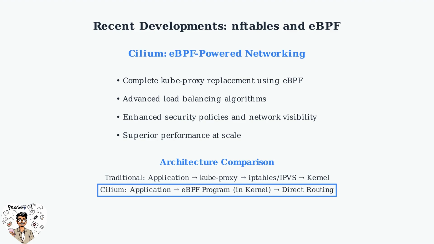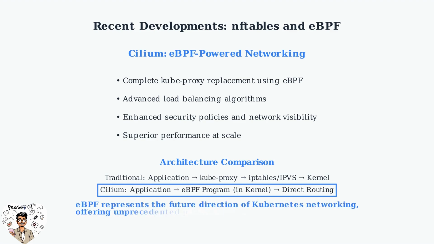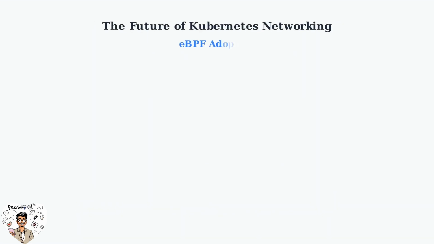These developments represent a fundamental shift in Kubernetes networking architecture. eBPF-based solutions like Cilium demonstrate the potential for more efficient, programmable, and observable networking infrastructure that will likely define the future of container networking. The future of Kubernetes networking is being shaped by a revolutionary technology called eBPF. This advanced kernel technology is transforming how we approach network packet processing and service mesh implementations.